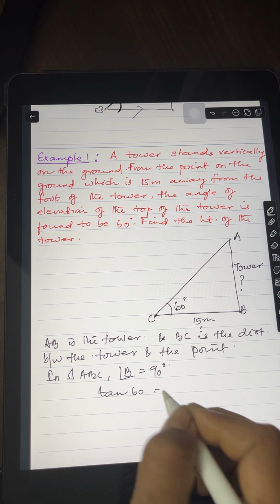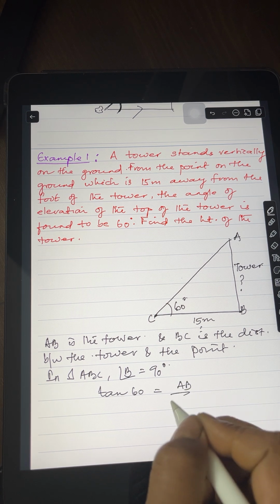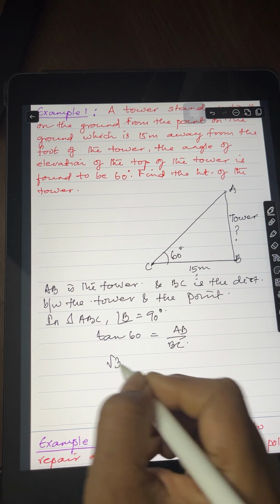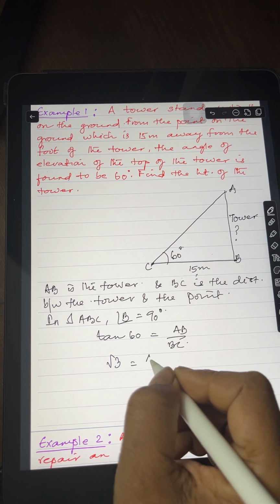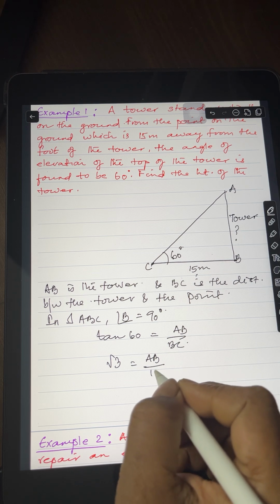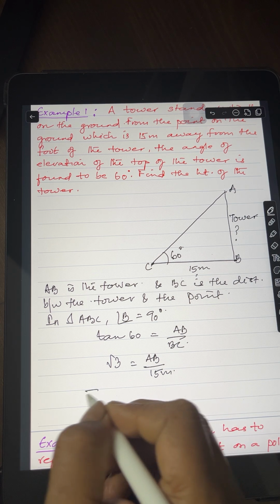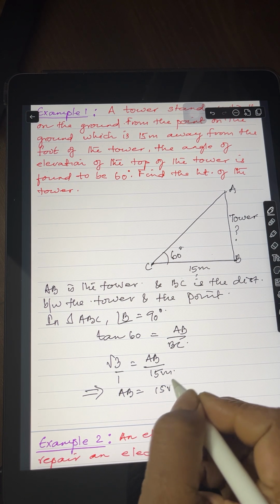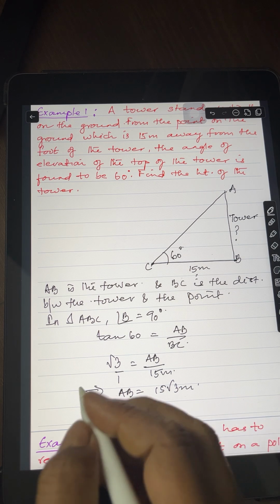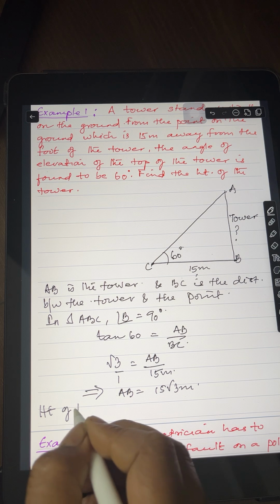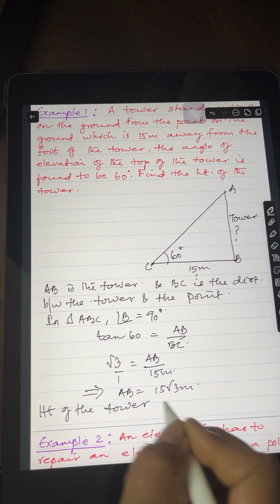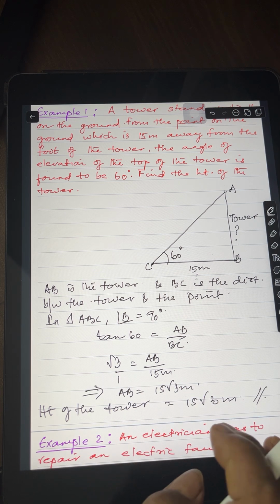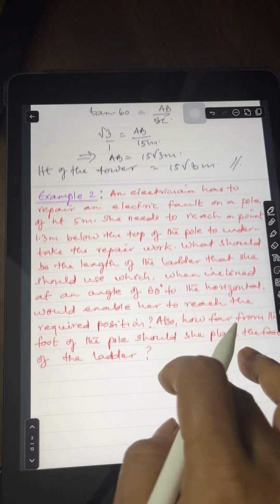Tan 60 is equal to AB by BC. What is tan 60? Tan 60 is root 3 is equal to, what is AB? AB you don't know. You will have to find out AB. And what is BC? BC is 15 meter. So you will have to cross multiply. So AB will become 15 root 3 meter. So the height of the tower is equal to 15 root 3 meter. Okay, this is your answer. Clear? Okay. Now the second one.